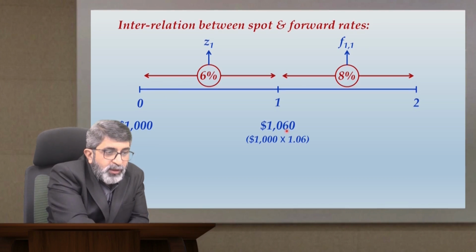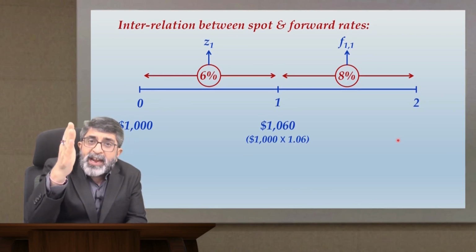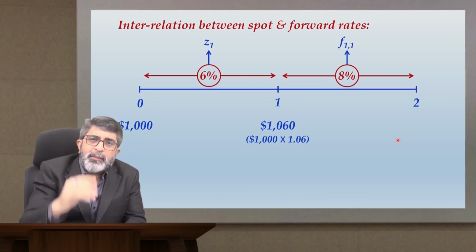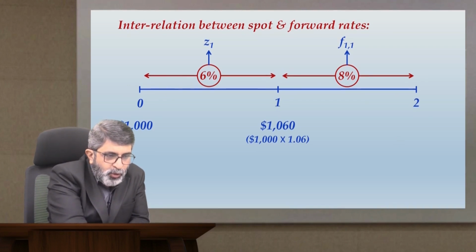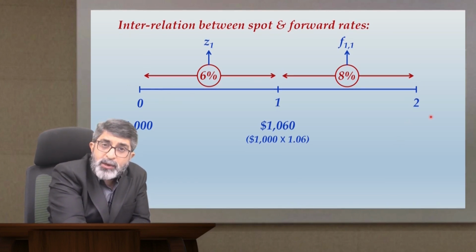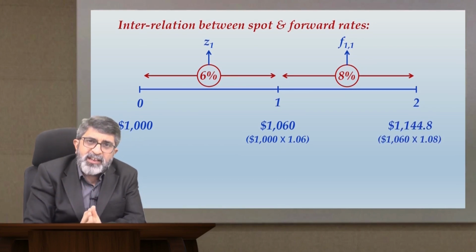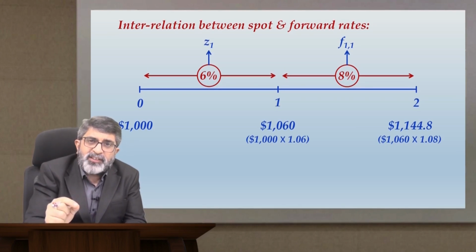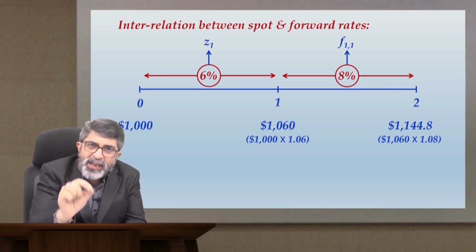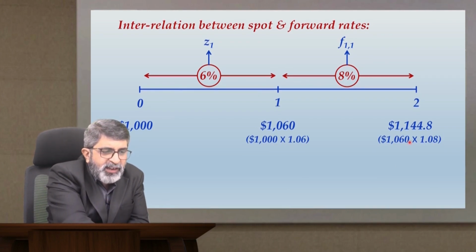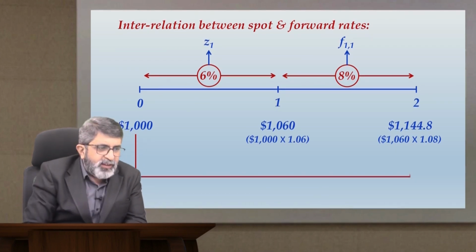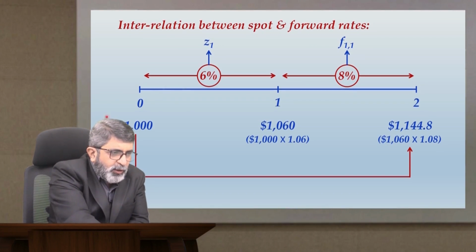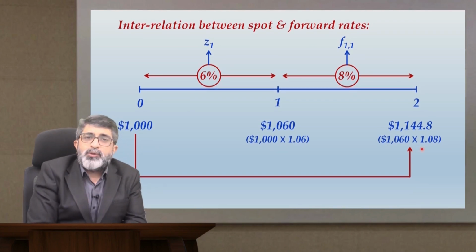Once you arrive at the maturity value, that is 1,060, this value is borrowed from the end of year 1 to the end of year 2, and the applicable interest rate is going to be 8%. So to arrive at the maturity value of that loan at the end of the second year, you are going to add 8% to 1,060. When you add 8% to 1,060, indirectly you are multiplying by 1.08. When you multiply 1.08 by 1,060, what you get is 1,144.8.